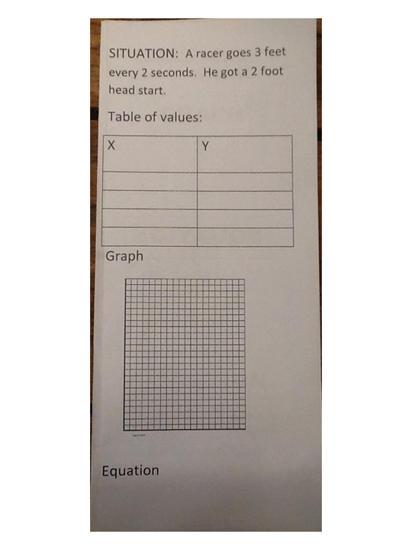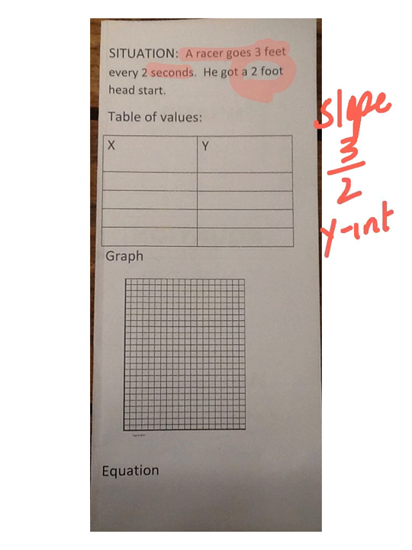So here we have the example, and we're going to look at what we've got. We have a racer that goes 3 feet for every 2 seconds, and you get a 2-foot head start. It doesn't matter whether you start with a table of values, the graph, or whatever order you do it in. I know we need 2 pieces of information. We need the slope, or the speed. In this case, the slope is 3 for every 2. And the y-intercept, the starting amount, is going to be 2.